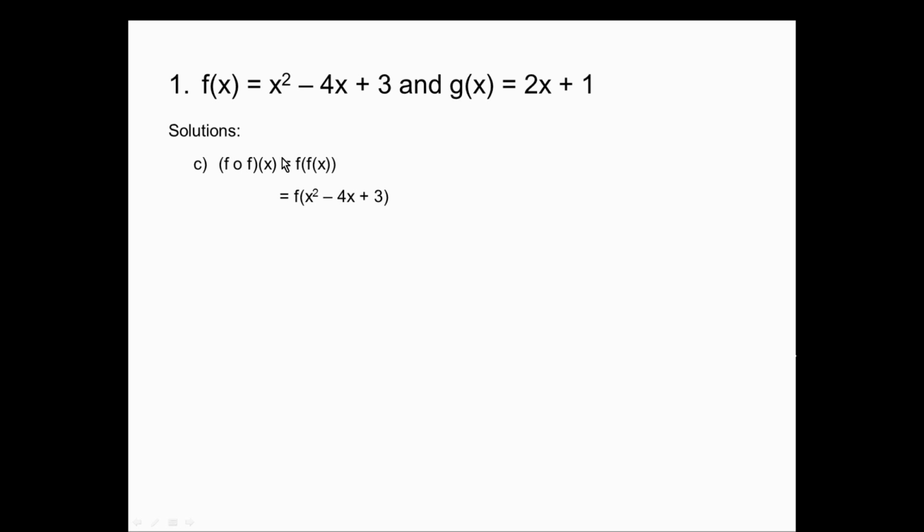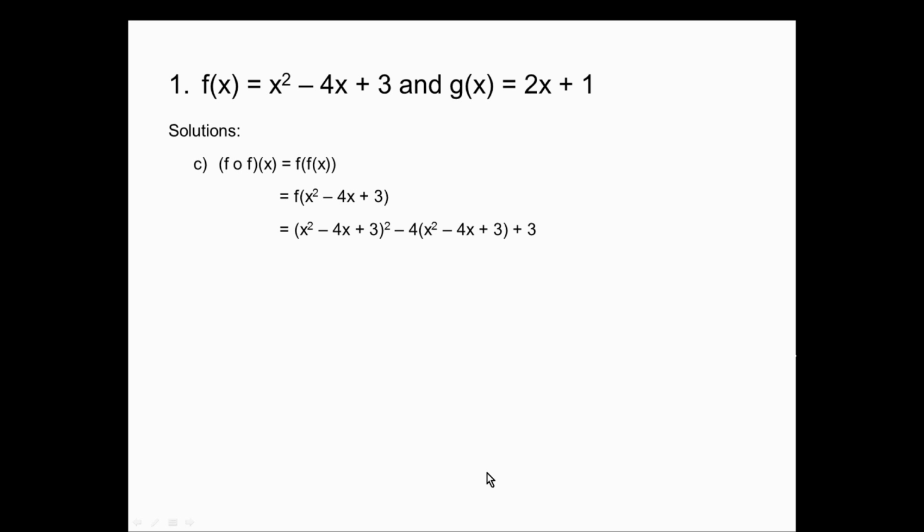Now, this means in our formula for f, so again, going back up here, replace these x's with x squared minus 4x plus 3. So I'm looking at x squared minus 4x plus 3 squared, minus 4 times x squared minus 4x plus 3, and then plus 3. I have to square the trinomial, and then I have to distribute the minus 4.